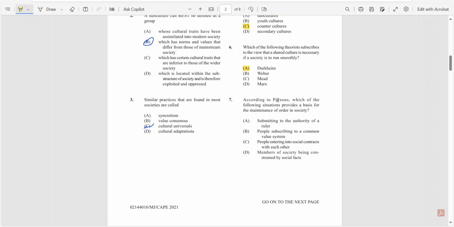7. According to Parsons, which of the following situations provides a basis for the maintenance of order in society? A. Submitting to the authority of a ruler. B. People subscribing to a value consensus system. C. People entering into social contracts with each other. D. Members of society being constrained by social facts. Right? 7 is B. Number 8.